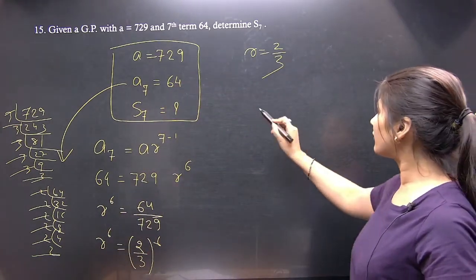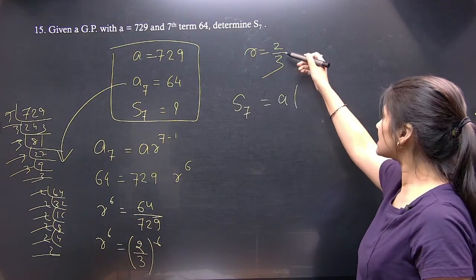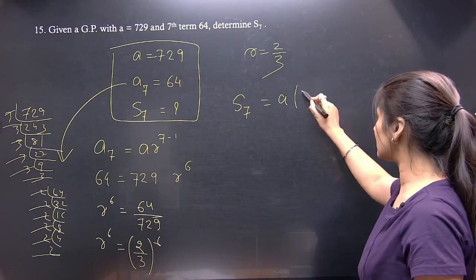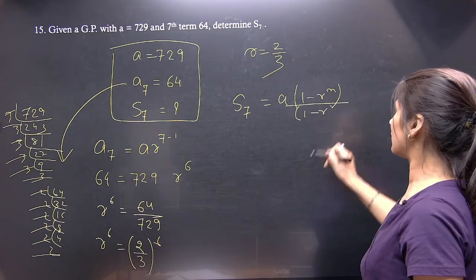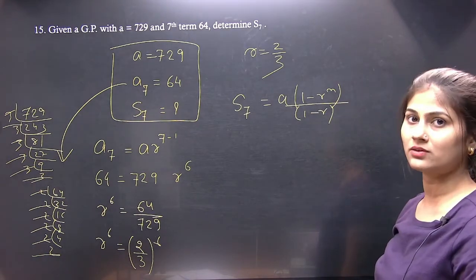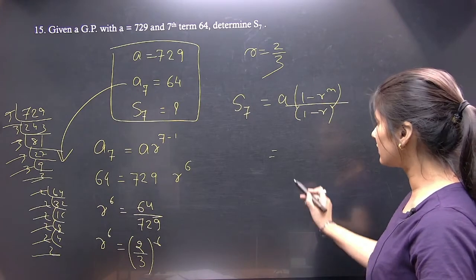Okay, now what do you have to find? You have to find S7. This r is 2/3, which is less than 1, isn't it? So the formula is a times (1 minus r^n) by (1 minus r). Got it? Since r is less than 1. So what is a here? a is 729.